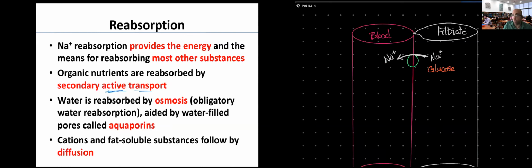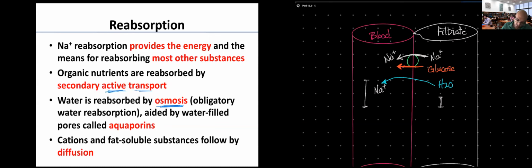So if I filter glucose out in the kidney tubules, the glucose is going to be transported along with the sodium by the same carrier, because this is a co-transport or a secondary active transport. As I move more sodium into the blood, now the concentration of sodium is going to be higher. And if you remember, who loves the sodium and will follow the sodium wherever it goes is going to be water. So water is going to be following the sodium by osmosis.